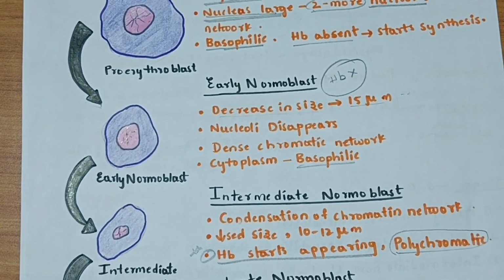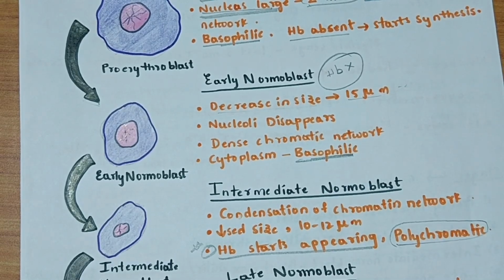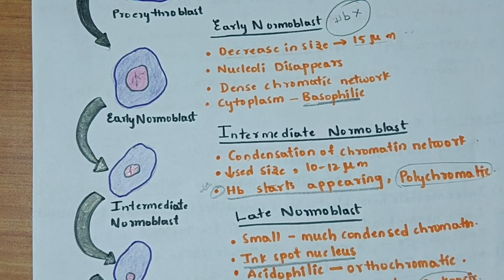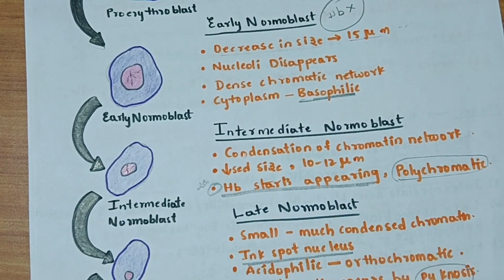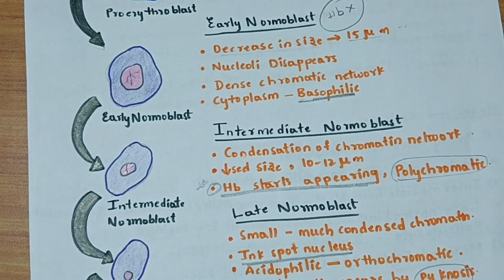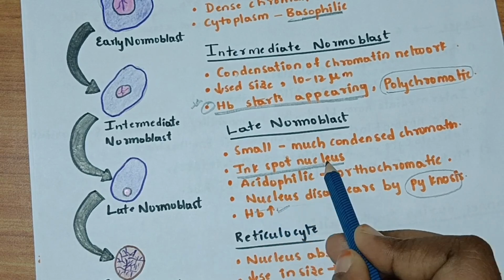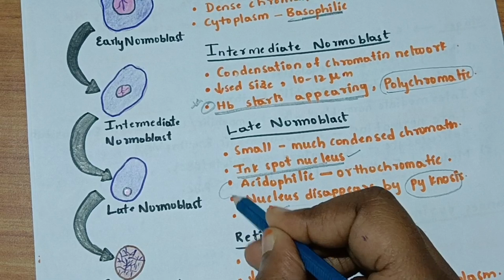In the early normoblast, it is important that it is basophilic, with basophilic staining cytoplasm. In the intermediate normoblast, you need to mention that the hemoglobin starts appearing. In the late normoblast, you have to mention that the nucleus disappears, the ink pot nucleus disappears.